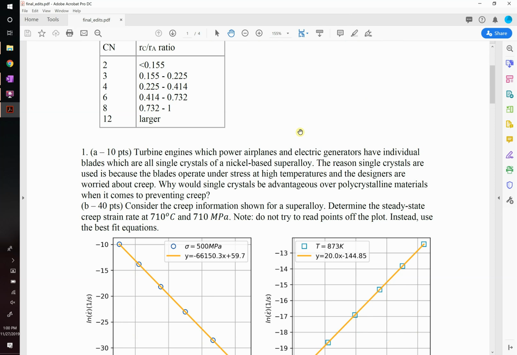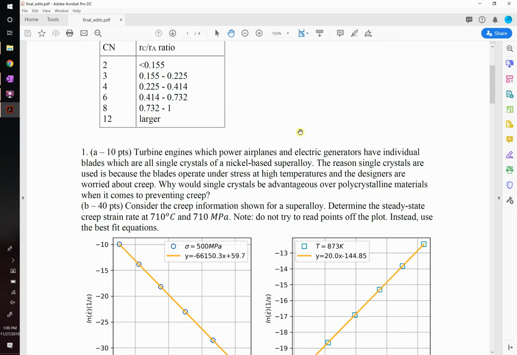Per A and B. Now, something that's worth a lot more points is probably going to take more than 5 minutes. Like a creep problem is longer. It's maybe a 10-minute thing. But in general, you don't have a ton of time. So this exercise of thinking about how would you approach it is useful for you. So part A says the following. Part A says, turbine engines, which power airplanes and electric generators, have individual blades, which are all single crystals of nickel-based superalloy. The reason single crystals are used is because the blades operate under stress at high temperatures, and the designers are worried about creep. Why would single crystals be advantageous over polycrystalline materials when it comes to preventing creep, right? So this is a concept question.